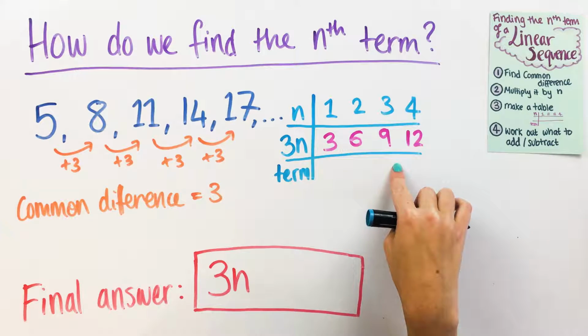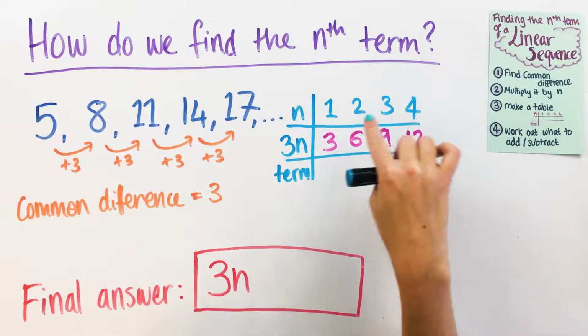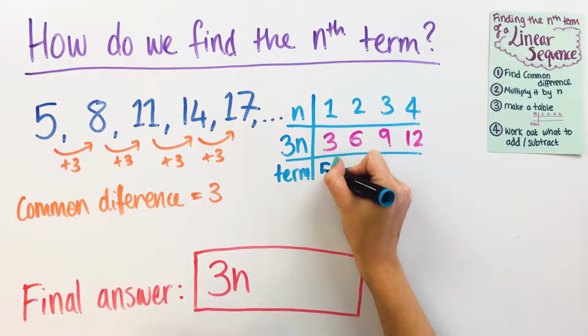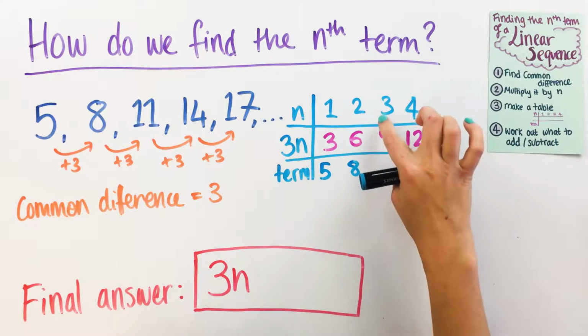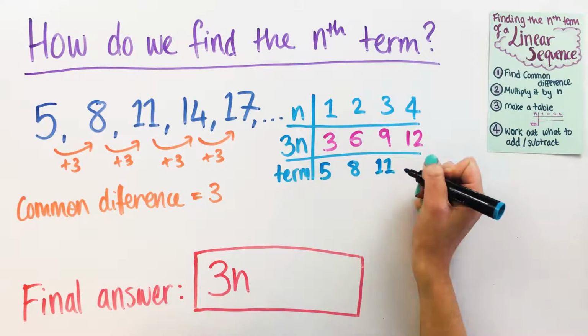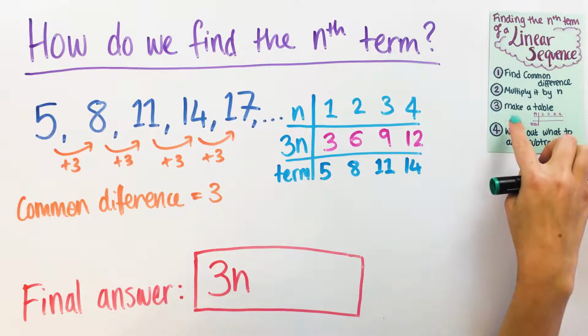In the bottom row, we write the terms of the sequence corresponding to the n values. So when n equals 1, the term of the sequence is 5. When n equals 2, the term in the sequence is 8. When n equals 3, the term in the sequence is 11. When n equals 4, the term in the sequence is 14. So we've done number 3.